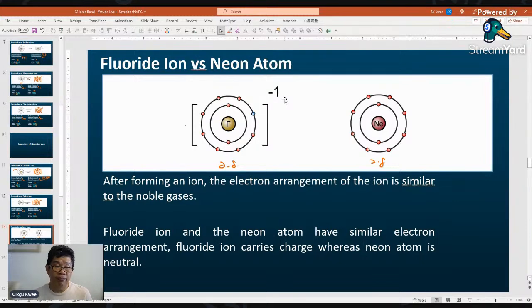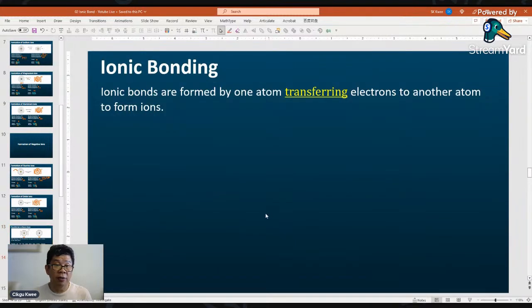So the fluoride ion and the neon atom have similar electron arrangement, but the fluoride ion carries charge, whereas the neon atom is neutral. In terms of electron arrangement, they are the same, but neon has no charge, but fluoride has charge, and this makes them chemically very different. So that is the formation of ions.